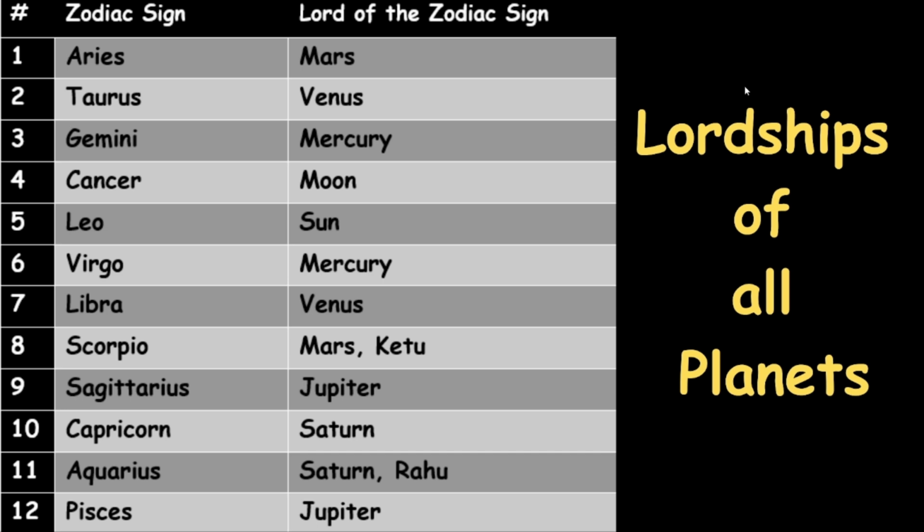Now, look at this table to see which planet is the Lord of which zodiac sign. If you see this table, Mars is the Lord of two zodiac signs, which are Aries and Scorpio. Venus is the lord of two zodiac signs, Taurus and Libra. In this way, each planet has a department to handle either one or two zodiac signs.